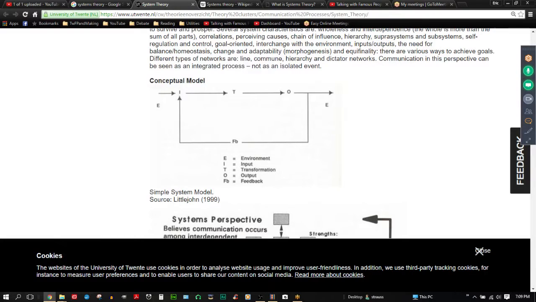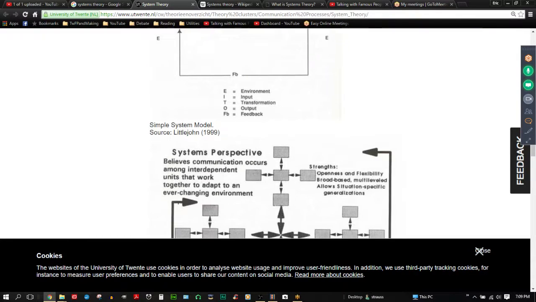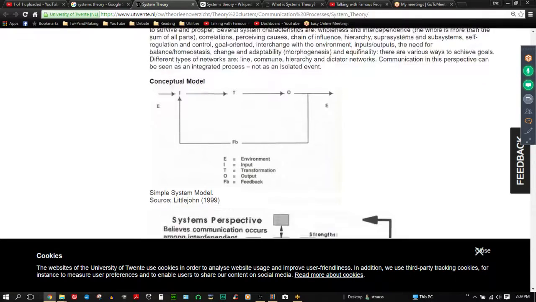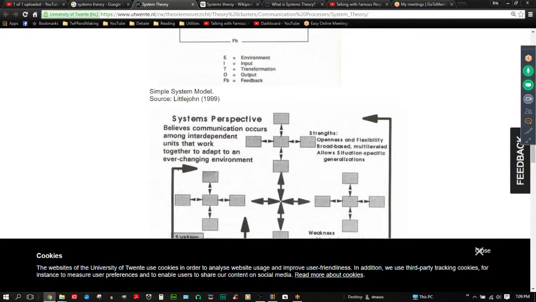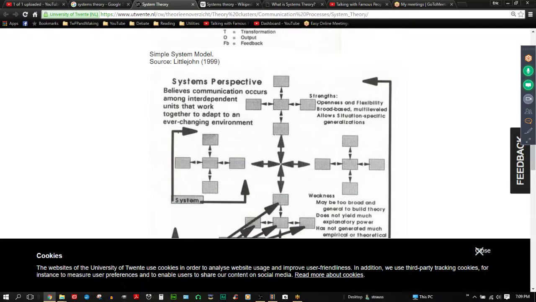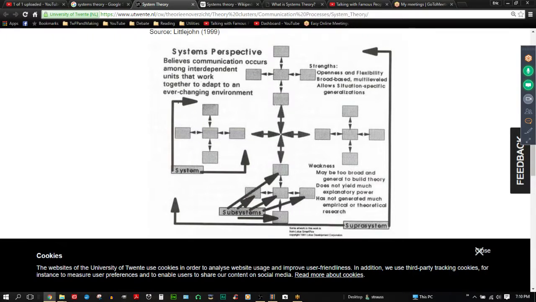Communication in this perspective can be seen as an integrated process, not as an isolated event. So, you'll note here there are five things going on. Simple system model: environment, input, transformation, output, feedback. The systems perspective believes communication occurs among independent units that work together to adapt to an ever-changing environment.